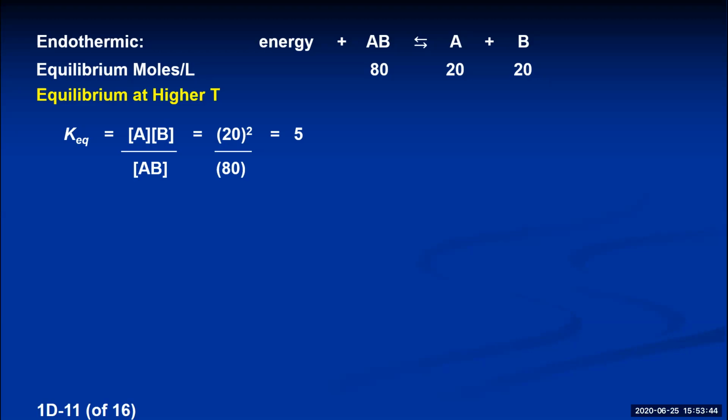So by raising the temperature, you're adding energy. Energy's on the left side. You've got to get rid of that. The reaction's going to shift to the right. We would say the forward reaction would become more spontaneous.